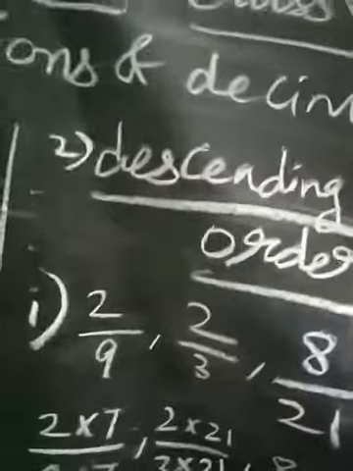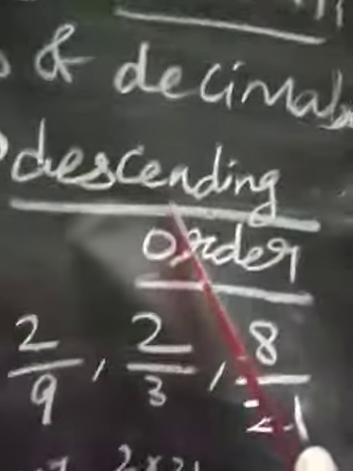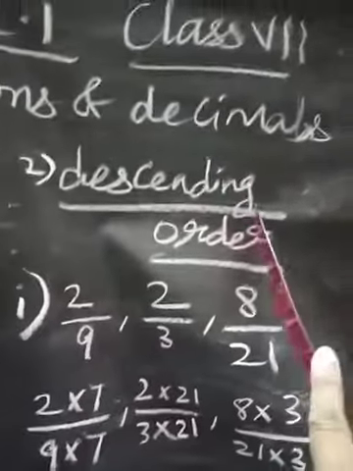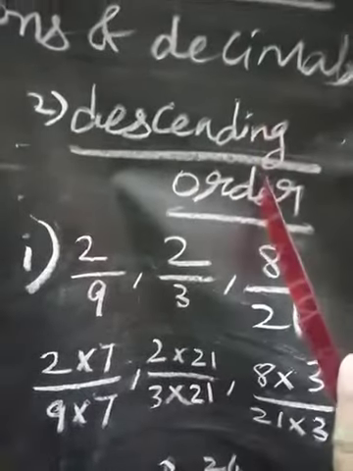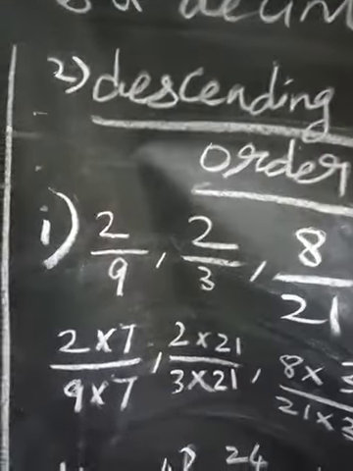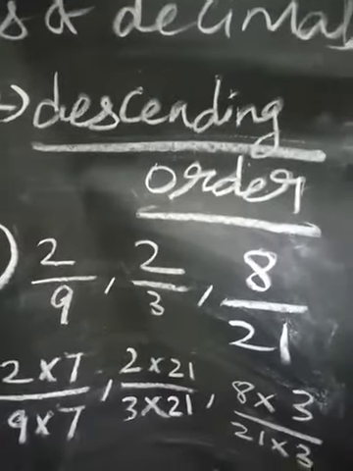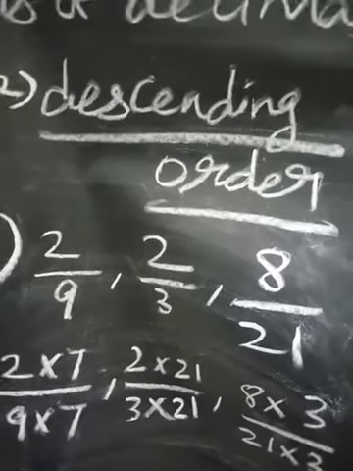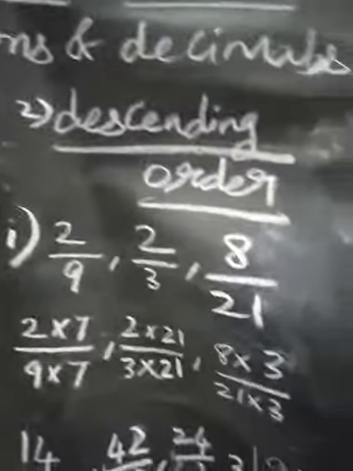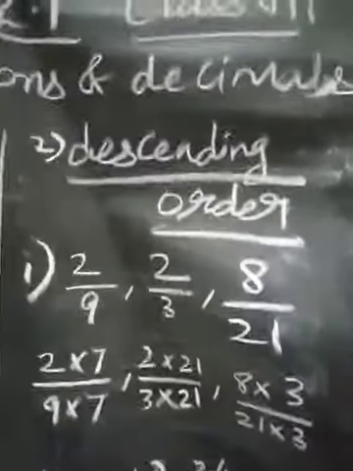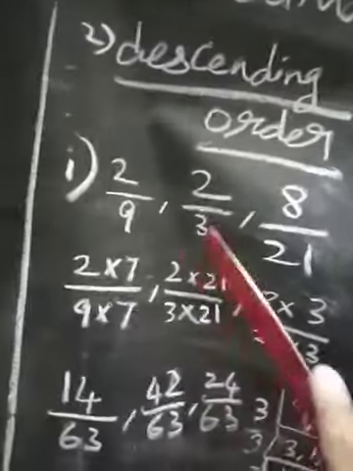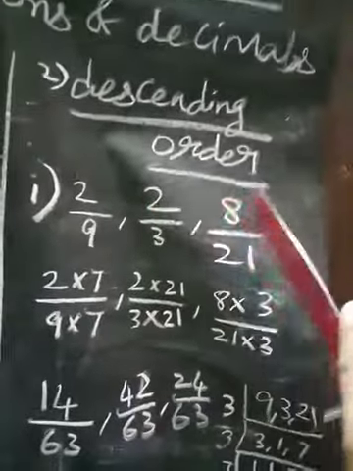Okay students. Next coming to the second sum. Convert it in the descending order. So what is the meaning of descending? Descending means bigger number to smaller number. You all know to write the whole numbers in descending order, ascending order. You all write easily. Do you know to write the fraction numbers? Okay, let us see how to write the fraction number in descending order.